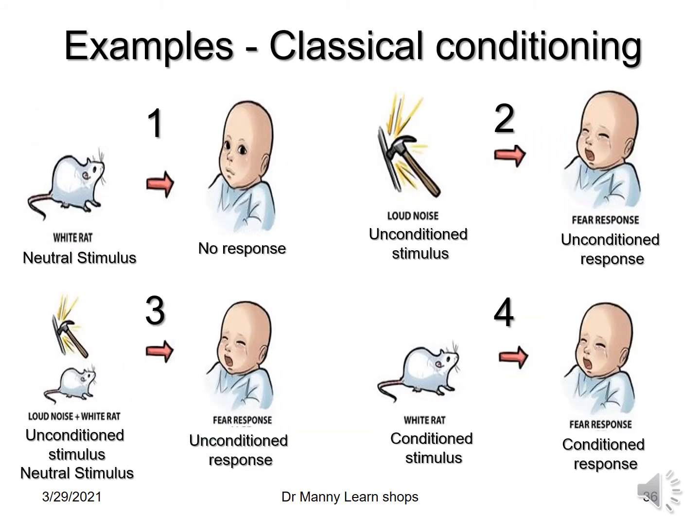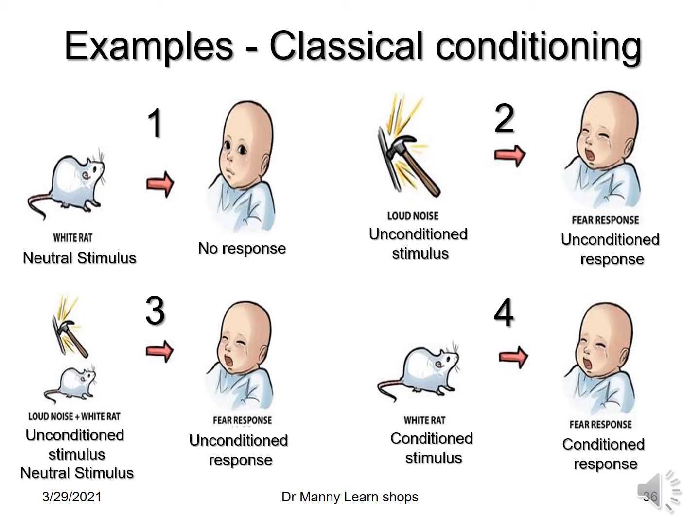Another example. The neutral stimulus is a white rat. The baby, there's no response. However, go to 2, then there's a loud noise. The unconditioned stimulus. It makes the baby jump. Unconditioned response. Then when you combine the loud noise and the white rat, the unconditioned stimulus with the neutral stimulus, the baby jumps because it's scared. Not because of the rat, but because of the noise, the unexpected noise.